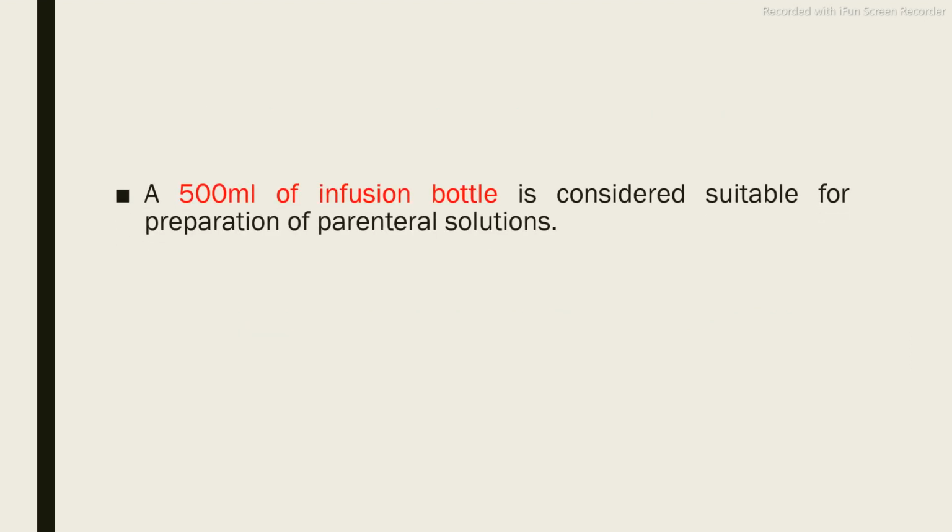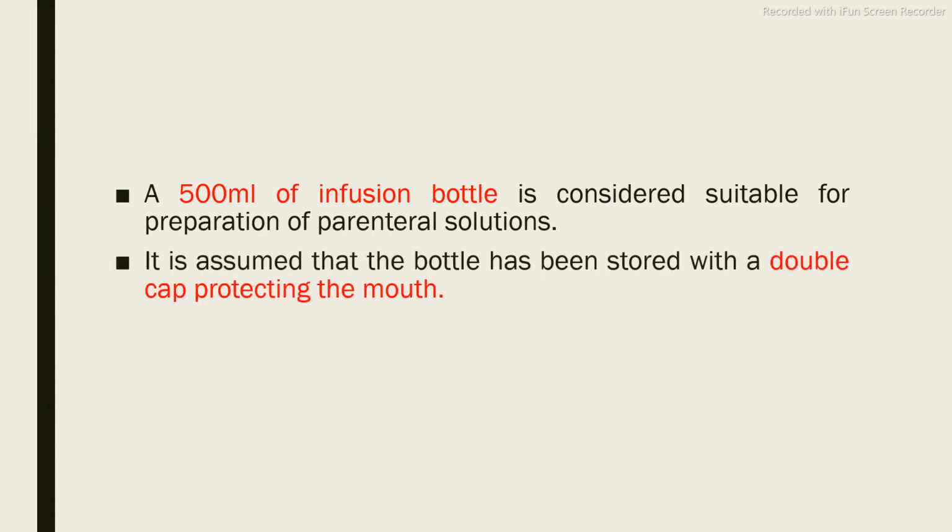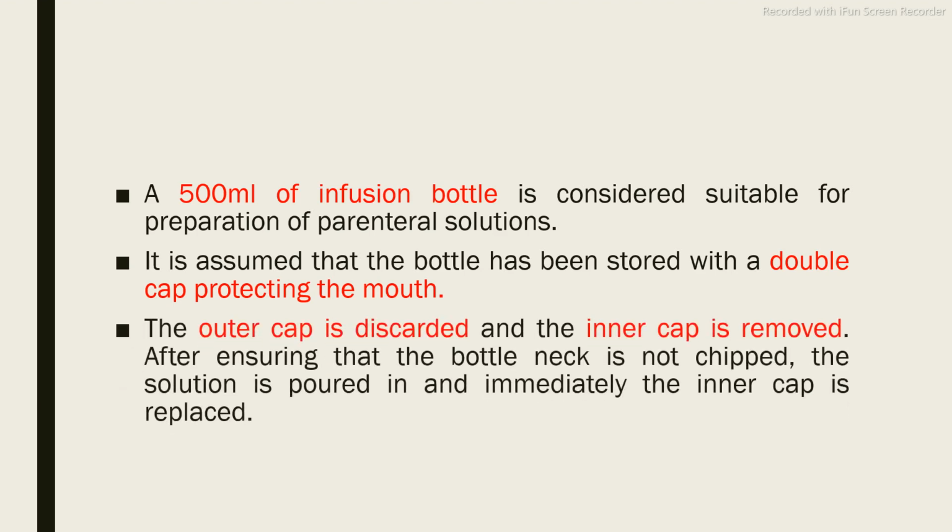A 500 ml infusion bottle is considered suitable for preparation of parenteral preparations. These infusion bottles are generally available as plastic bottles, and they are stored with a double cap protecting the mouth. What is a double cap? Once you want to utilize this bottle, the outer cap is discarded and the inner cap is removed. After ensuring that the bottleneck is not chipped, the solution is poured in and immediately the inner cap is replaced. So this is the purpose of using the outer cap and inner cap.